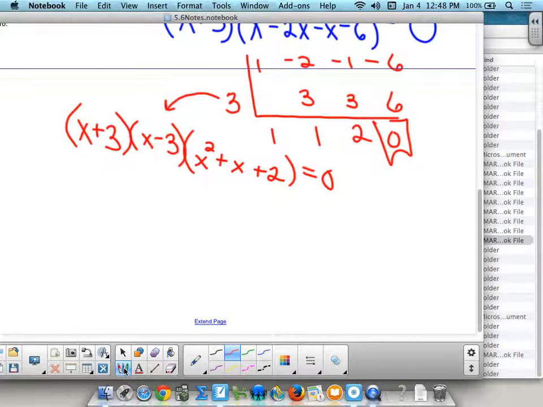So if this is not factorable, how do we get it? Imaginary numbers. Quadratic formula. Go, right now, get it.